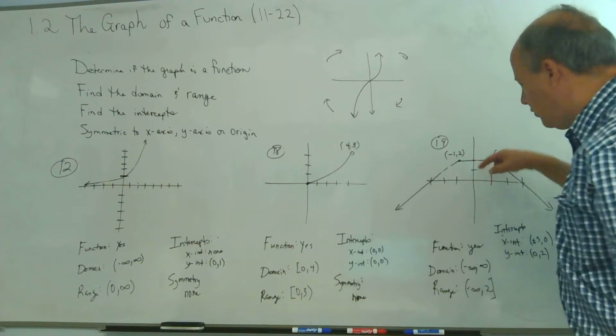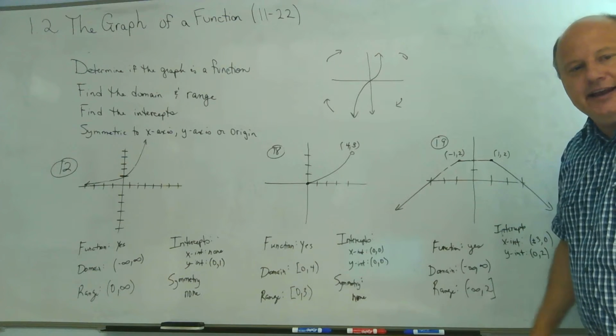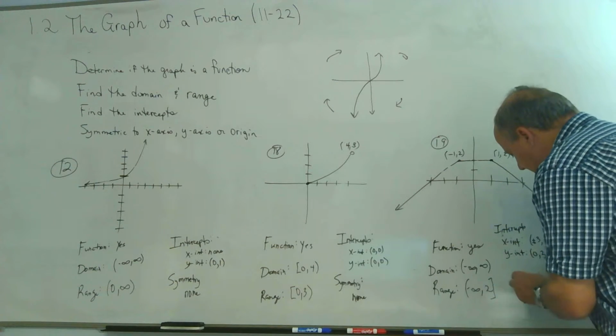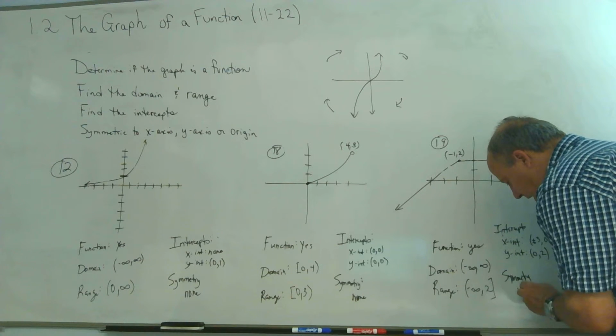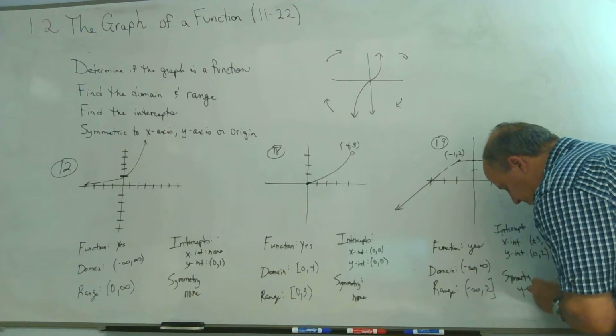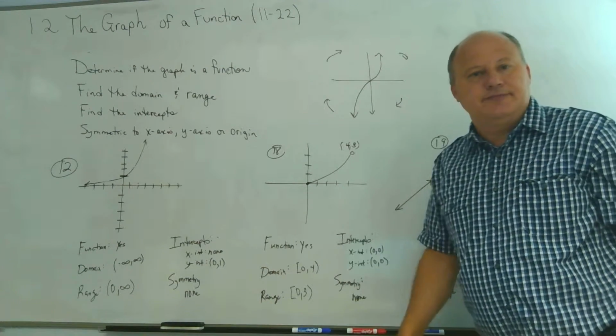This one is symmetric to the y-axis, because if you fold this across the y-axis, it looks exactly the same. So there is symmetry, and it's to the y-axis. Okay? And this one right here, remember, looks like this, symmetric to the origin.